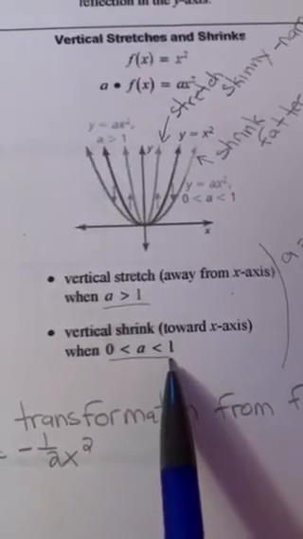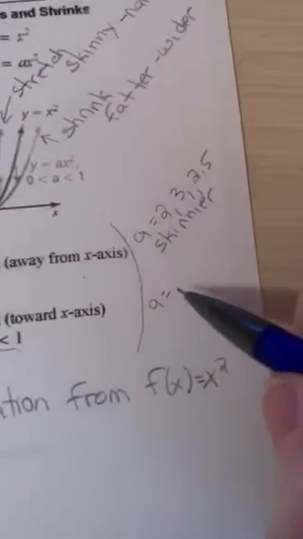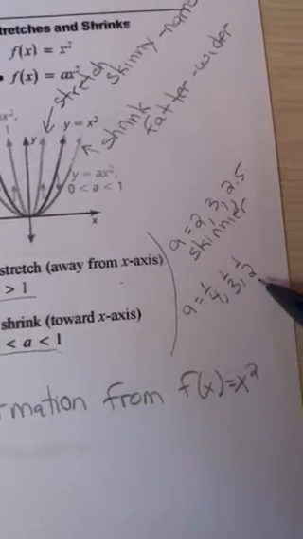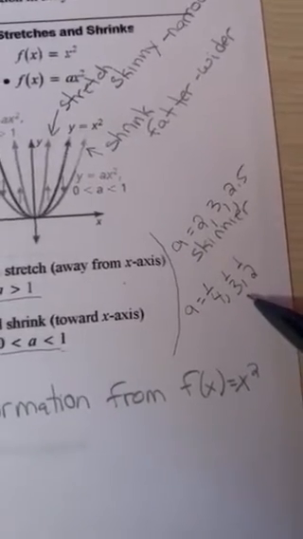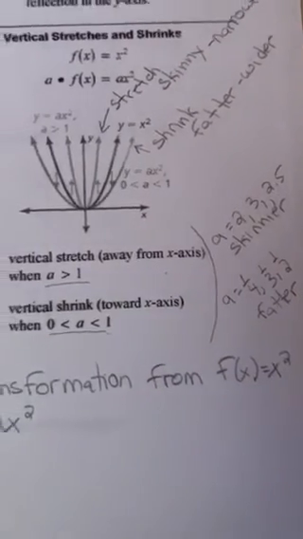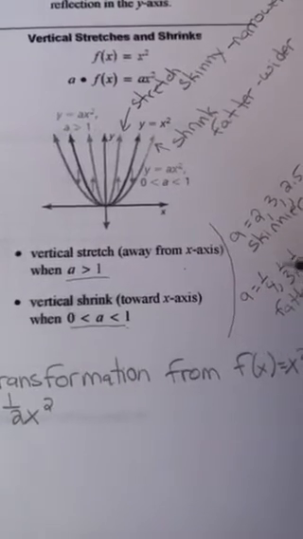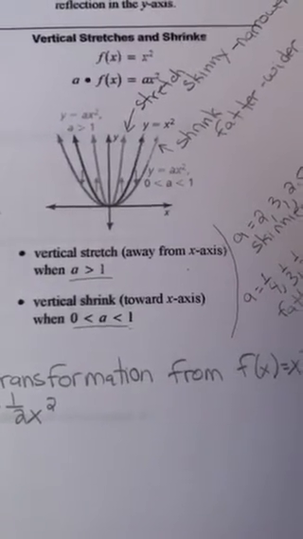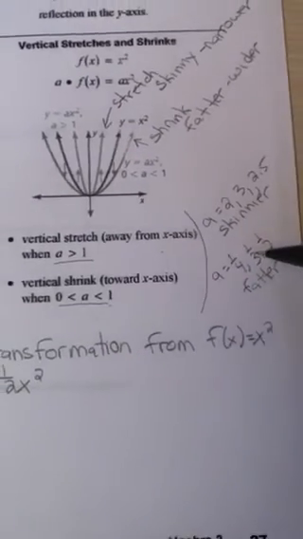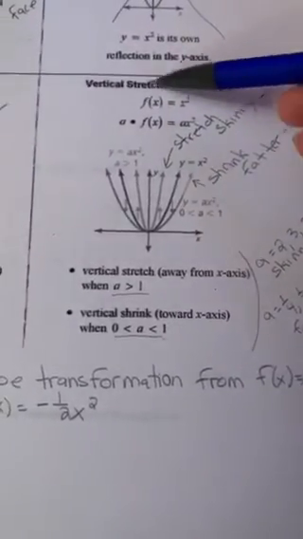Now this says A is between 0 and 1, so I want you to think of a measuring cup, and I want you to think of the numbers on the measuring cup that are between 0 and 1. So they're like 1/4, 1/3, 1/2. These fractions that are between 0 and 1 make your parabola fatter. That's a vertical shrink. So in the example, in the other video, he talked about 1/3. So instead of going up to y equals 1, we only went up to y equals 1/3, so it made it fatter.